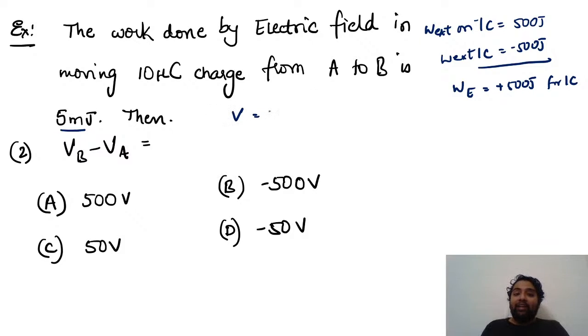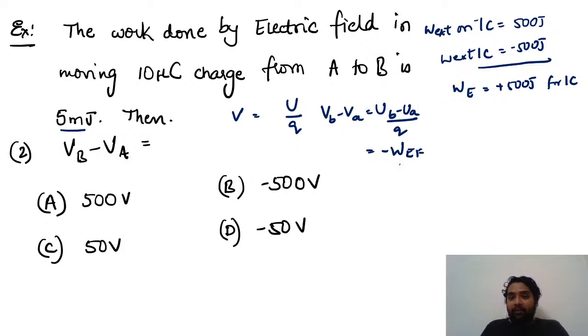What is potential energy? It is integration of E dot dr. It is nothing but the change in potential energy by Q, right? So we can also write VB minus VA is equal to UB minus UA by Q, which is also nothing but minus of the work done by the electric field by Q. Charge is 1 coulomb. So by charge. In this case, using this logic, we can simply write it as minus of work done by the field. What is the work done? Minus of 5 millijoules by charge.